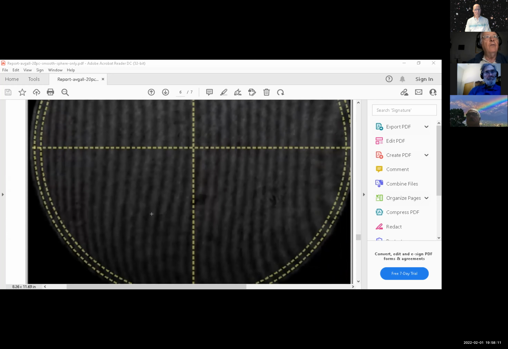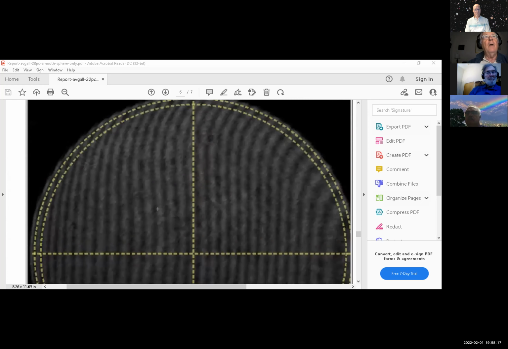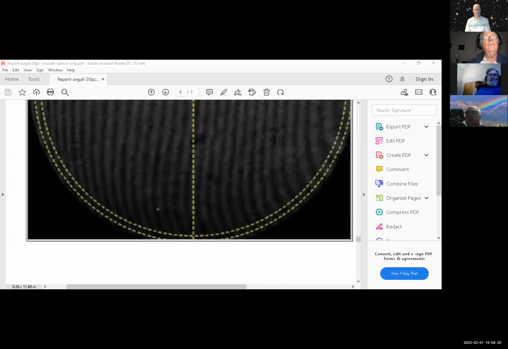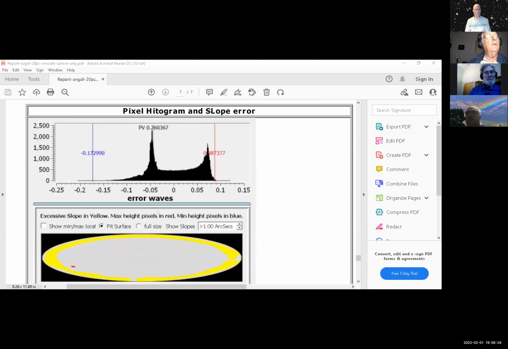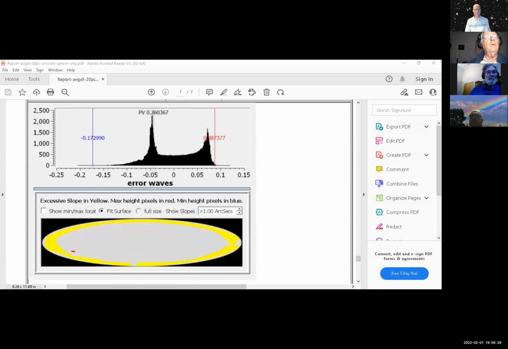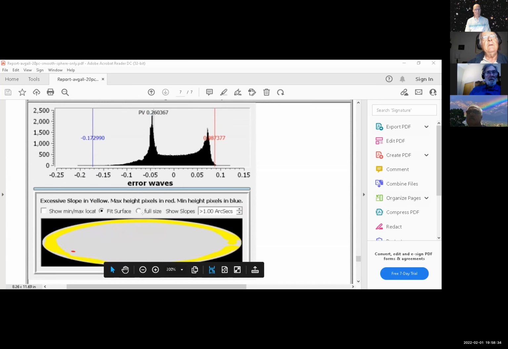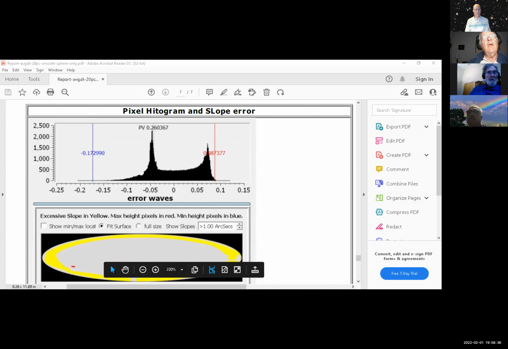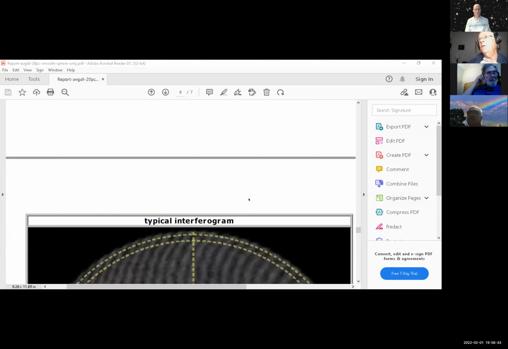And here is the interferogram that I was using. Not perfect. And this here, error in waves, this was talking about the error that the software was having some difficulties with in certain things. So this is my 10-inch mirror, okay?